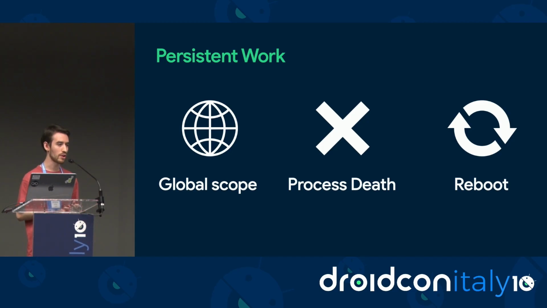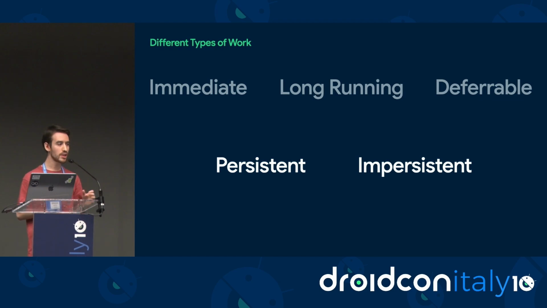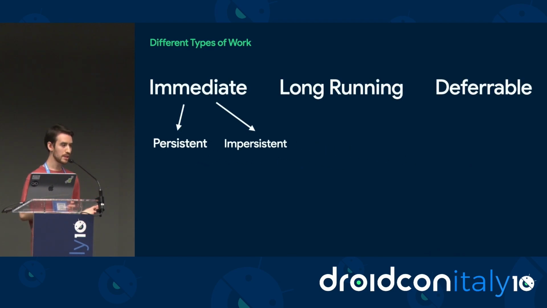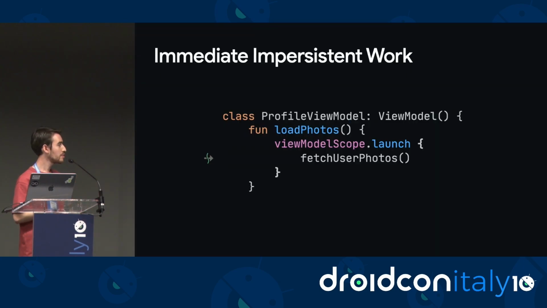So now we're going to take those categories and see how we can perform work with the tools available to the Android community for each one of them. Let's start with immediate. I've talked about scopes for impersistent and persistent work. What is the first thing that comes to your mind when you think about scopes? Well, as an Android developer, for me, the first thing that comes to my mind is coroutines, because coroutines have to run on a scope.